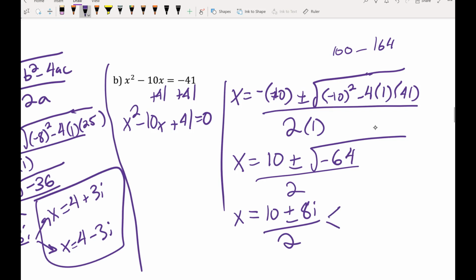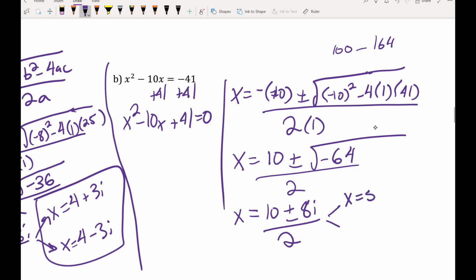So from here, I can split it off and divide both my terms by 2 to get x equals 5 plus 4i, and x equals 5 minus 4i.